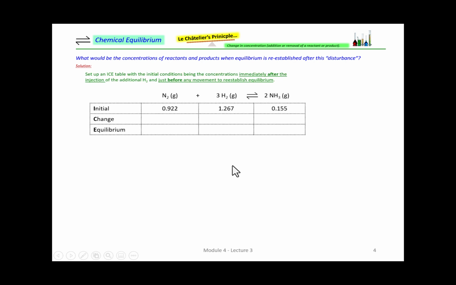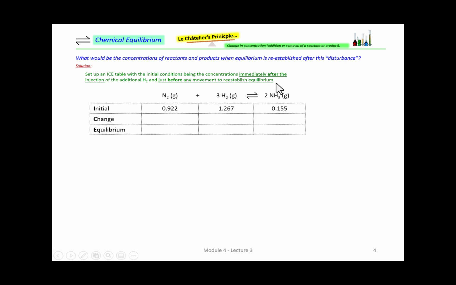So basically we're asking what would be the concentrations of reactants and products when equilibrium is reestablished after this disturbance, the sudden addition of hydrogen. So what I'm going to do is set up an ICE table, and for the initial conditions, we're going to put in the concentrations immediately after the injection of additional hydrogen, but before any movement to reestablish equilibrium.